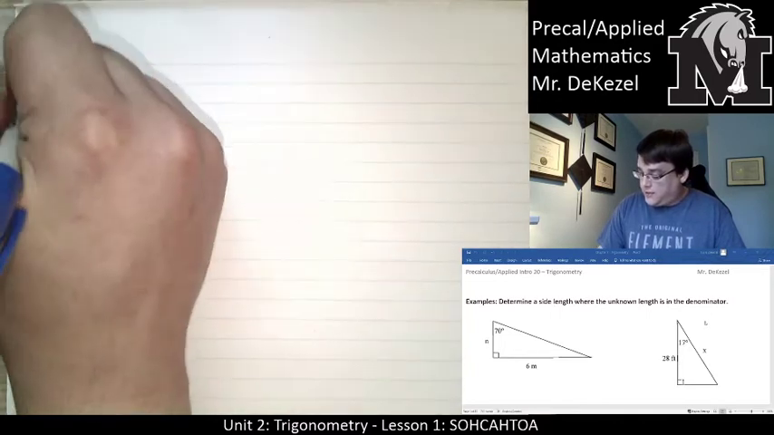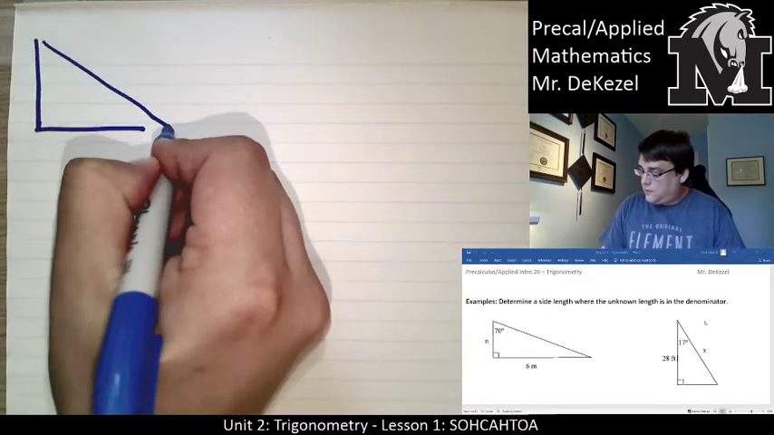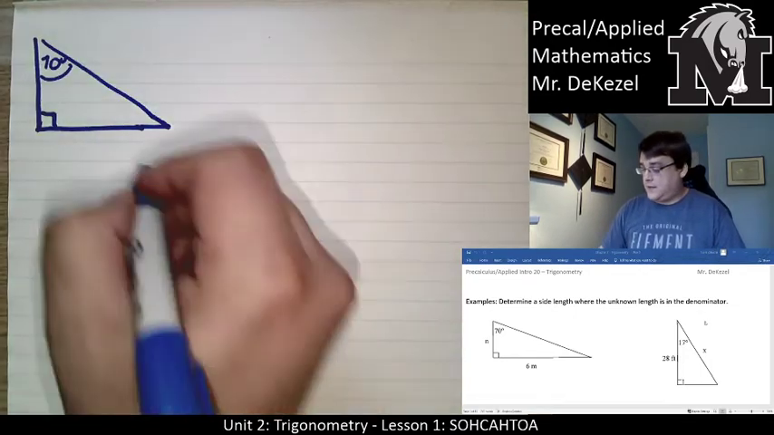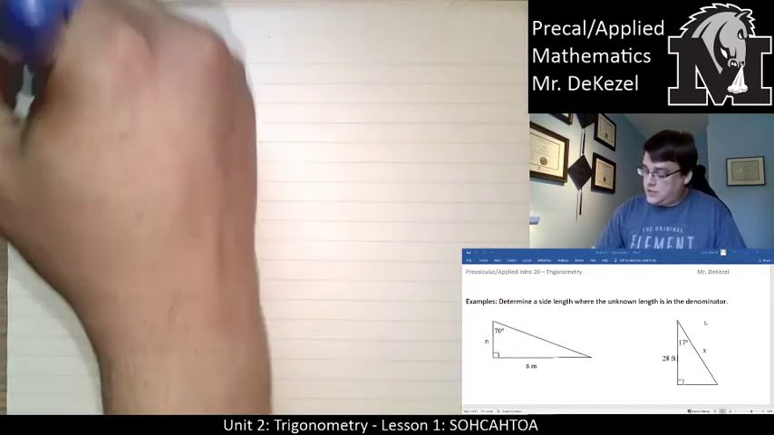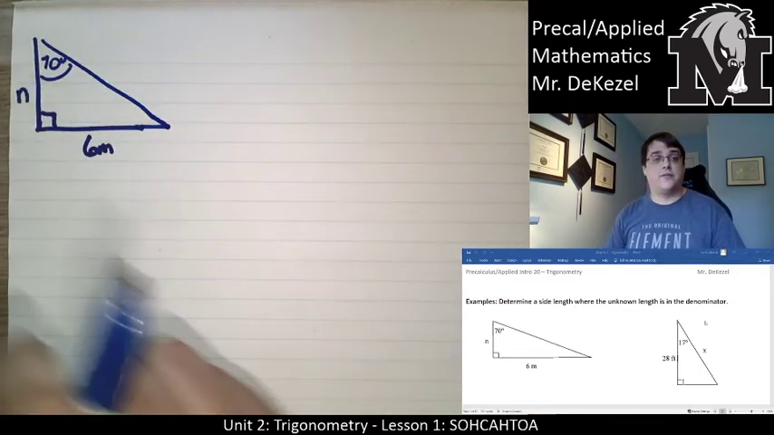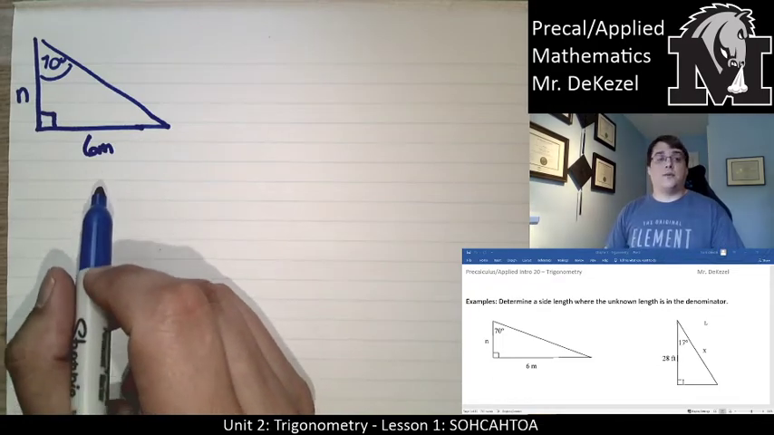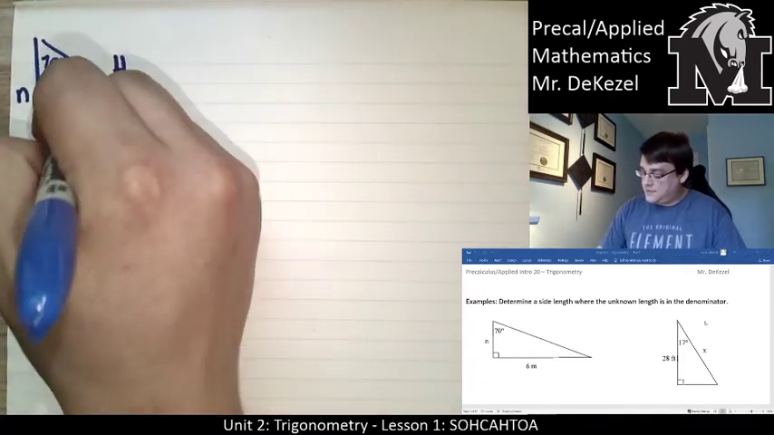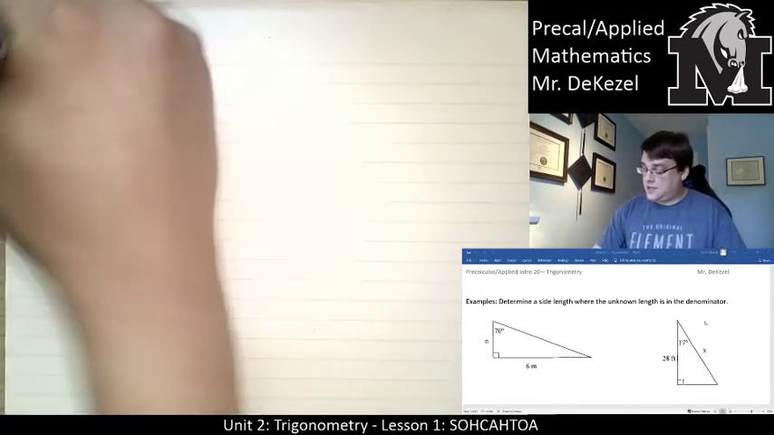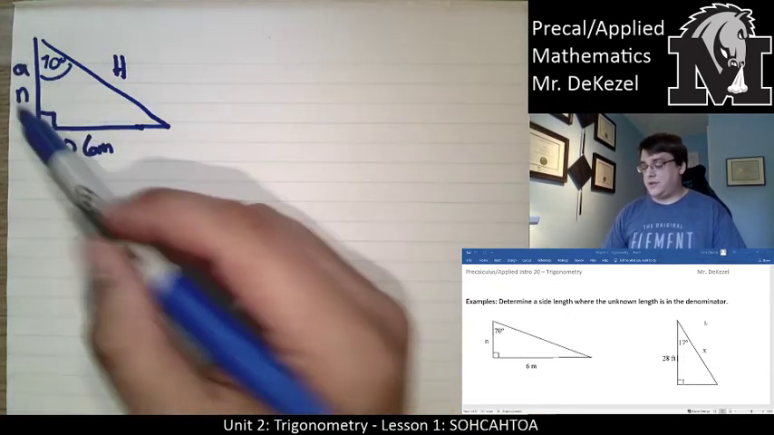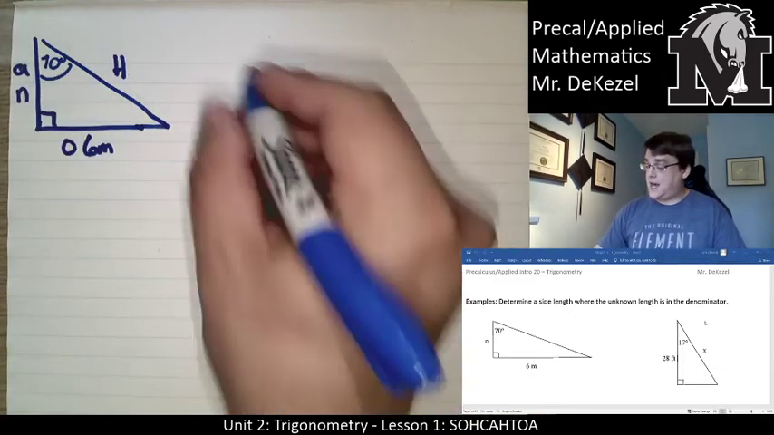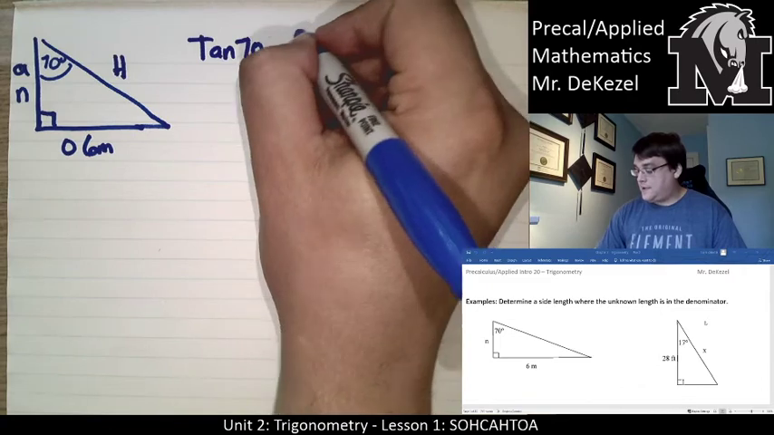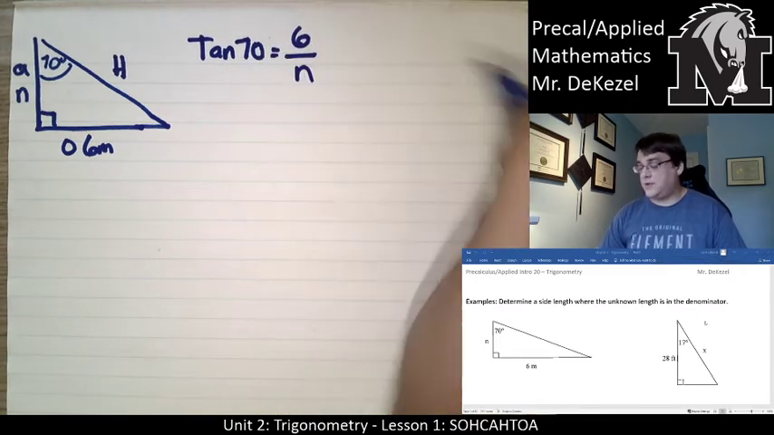So we're given a triangle, right angle down here. We're given an angle of interest of 70 degrees and a side length of 6 meters. And we're interested in this side over here, and I should have left more space, but that's okay. So I'm going to label my sides based on the angle of interest. So this is the hypotenuse, this would be opposite, and this would be adjacent. I'm interested in the opposite and adjacent sides, so that would be tan. So let's write that out. We've got tan of 70 is equal to opposite, which is 6, over adjacent, which we call n.